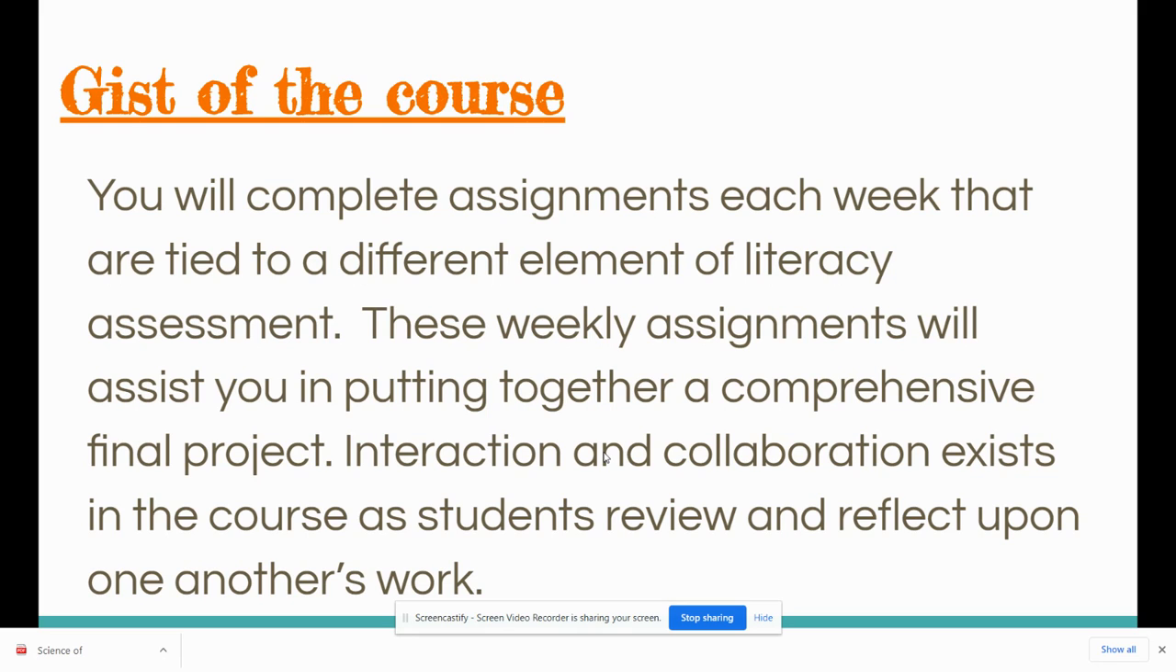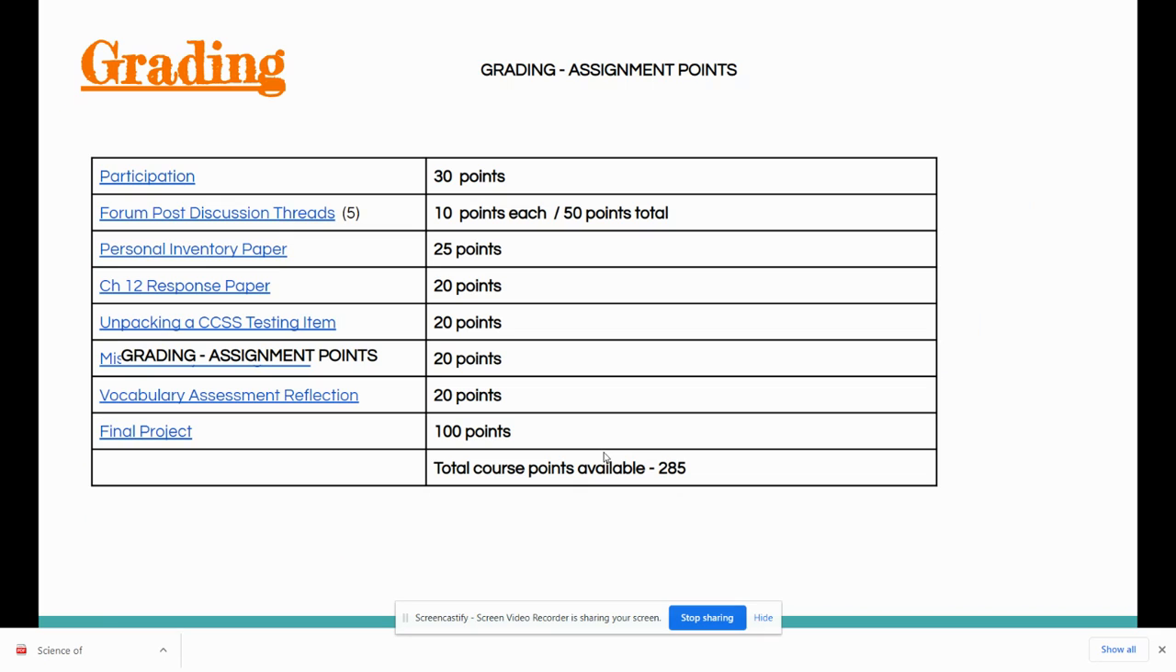that umbrella of assessment. The weekly assignments that you complete each week will help you put together a comprehensive final project. An interaction and collaboration does exist in the course, as you will review and reflect upon one another's work, mostly in the forum section of LEO.